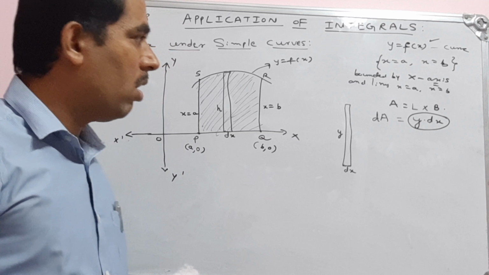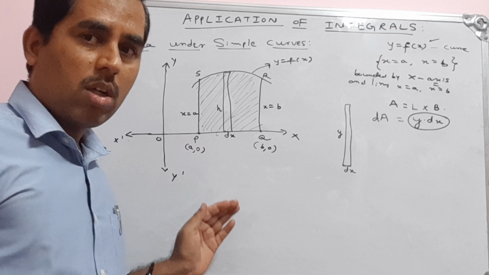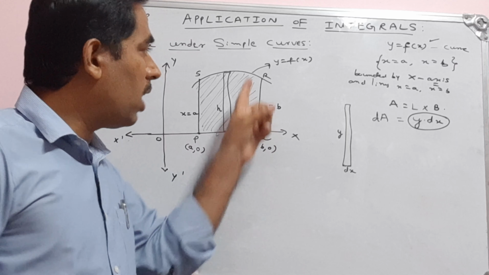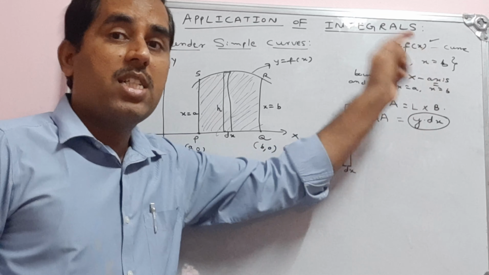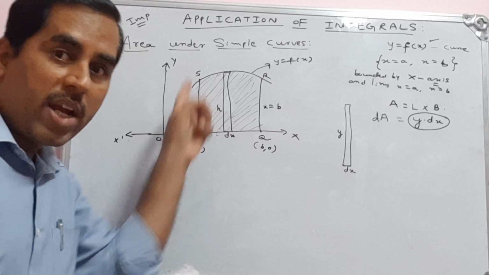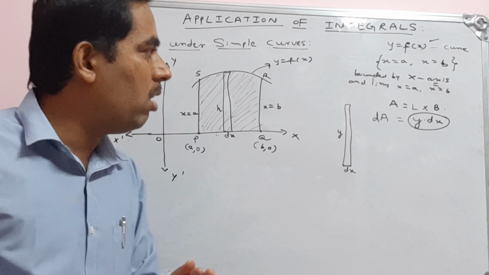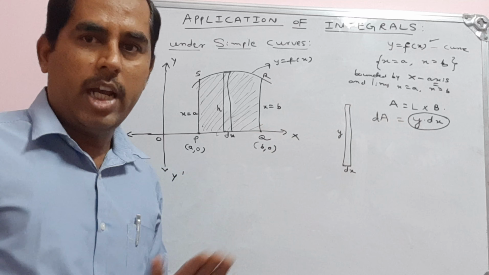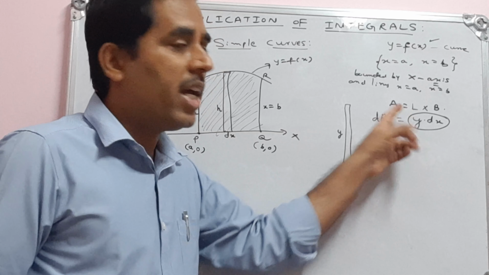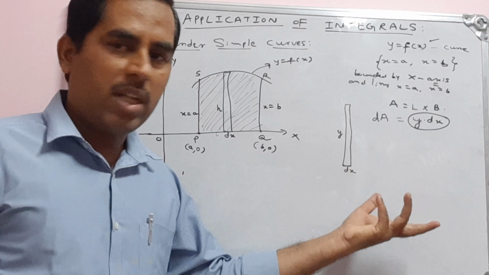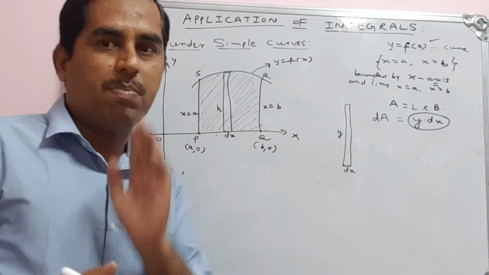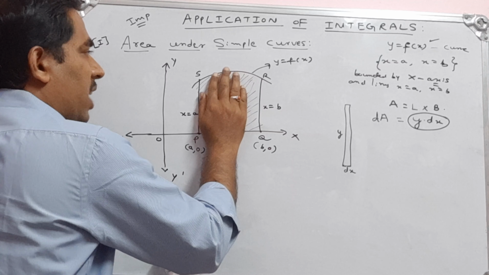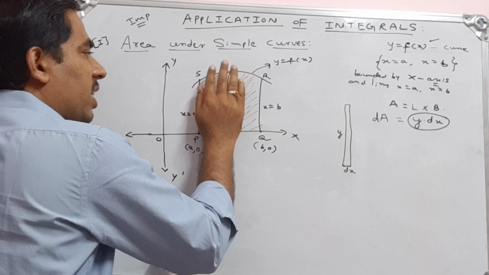Let me repeat it once again. What is my situation here? I am talking about the area bounded by the curve, the x-axis and the lines x is equal to a, x is equal to b. Observe that those lines are parallel to the y-axis. To find that area, I am considering one elementary strip. Its area is rectangular: length into breadth, where length is y and breadth is dx. Multiplying those two, I get the area of one strip. But I want this whole area, and this area contains so many similar strips.